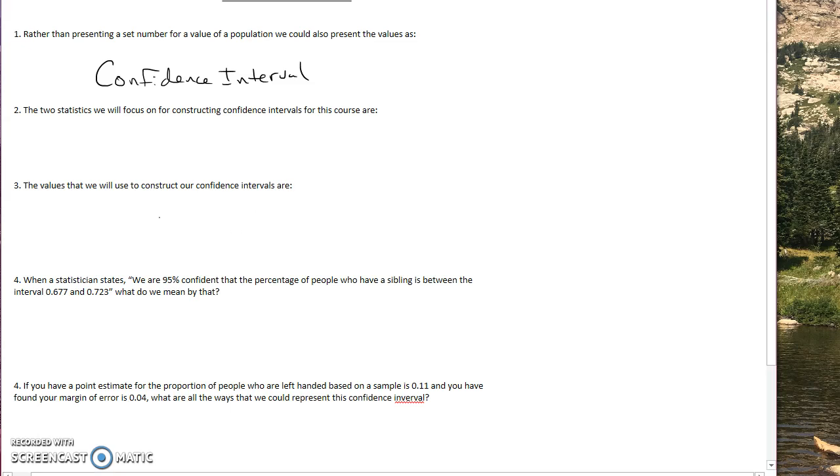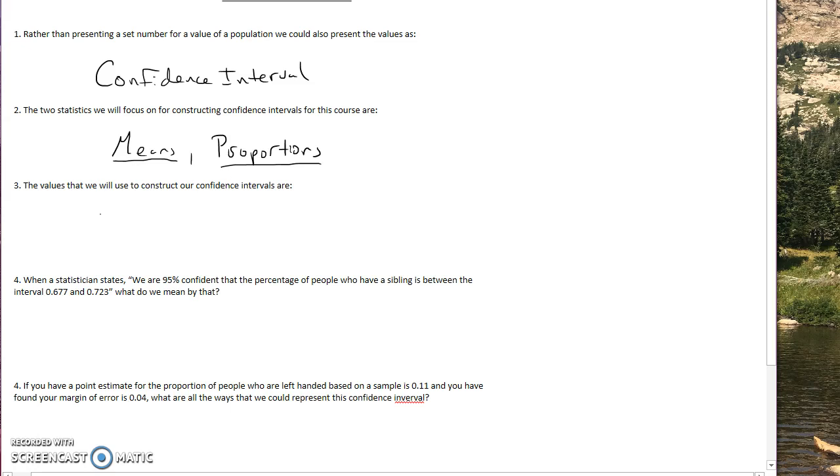So the two statistics that we're going to focus on for constructing confidence intervals for this course are means and proportions. So we may calculate a confidence interval for the average blood pressure of a female, or we may do something like the percent of people who have brown hair. So these are the two that we're going to focus on in this class: means and proportions.